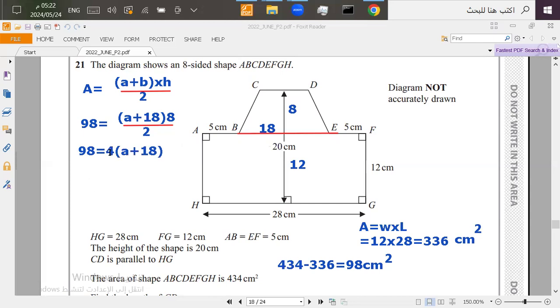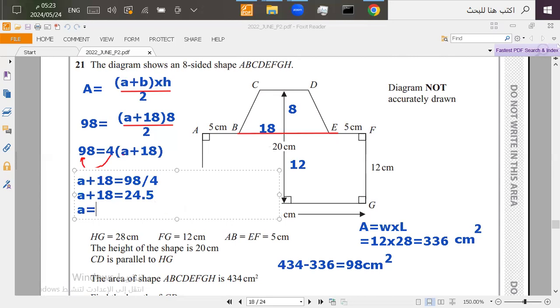Now, the 4 is multiplied here, so I can take it to the other side by dividing, like this. So 98 divide 4. So we will have A plus 18 equals 98 divide 4, which will equal 24.5. Now I'm going to take the 18 to the other side by subtraction.